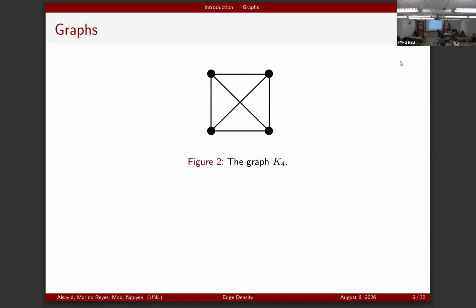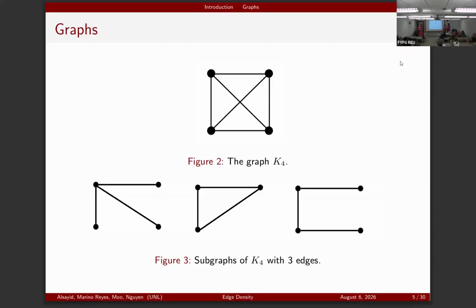Okay. So as we can see here, we have a complete graph K4, indicating that it has 4 vertices. And these are just some subgraphs of K4 with 3 edges, as we can see here in figure 3. And a subgraph is basically just contains a subset of edges and vertices of the original graph.